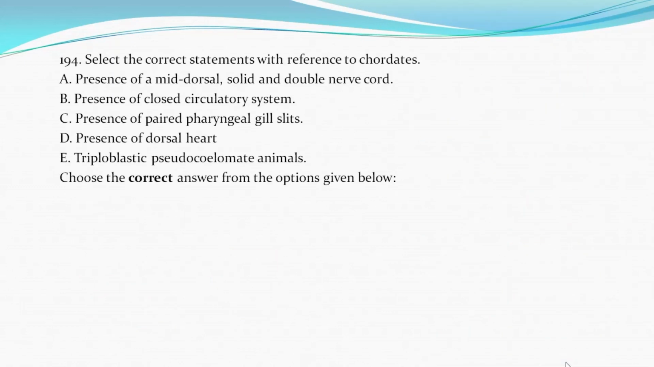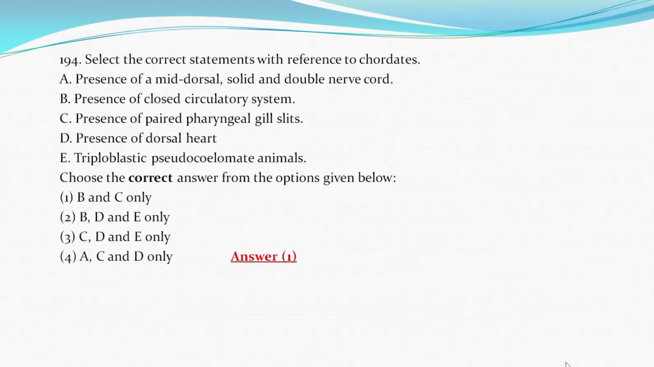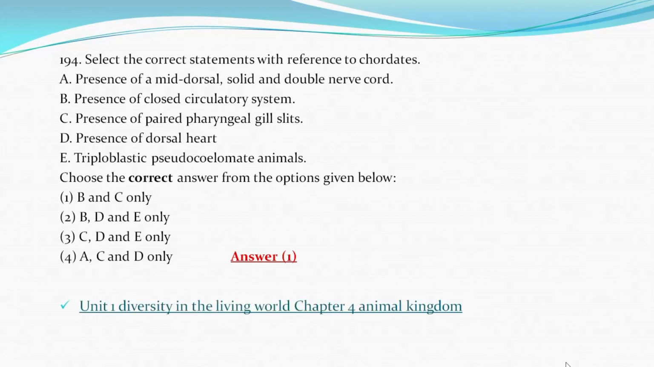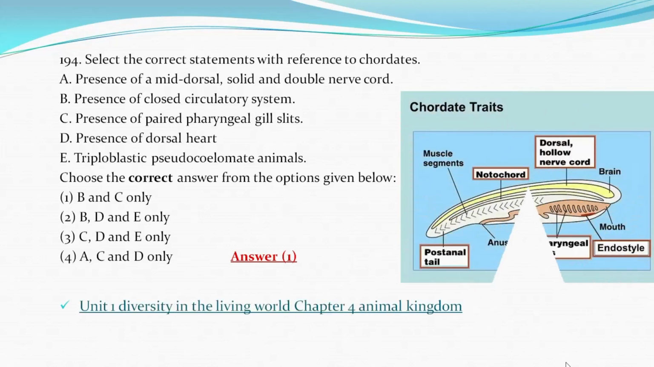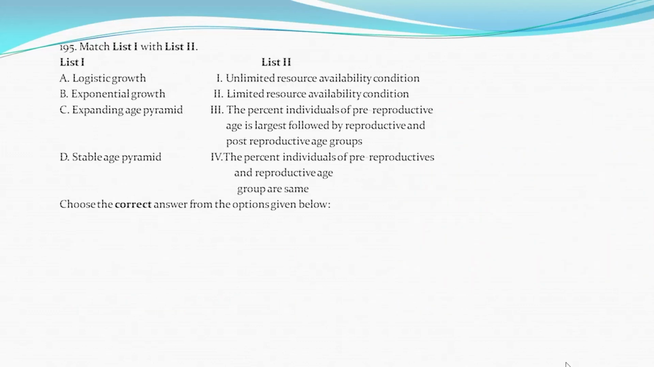So the next question is, select the correct statements with reference to chordates. Presence of mid-dorsal, solid and double nerve cord. Presence of closed circulatory system. Presence of paired pharyngeal gill slits. Presence of dorsal heart. Triploblastic pseudocoelomate animals. Choose the correct answers from the options given below. So the answer is option first. And this question is taken from Unit 1, Diversity in the Living World, Chapter 4, Animal Kingdom.